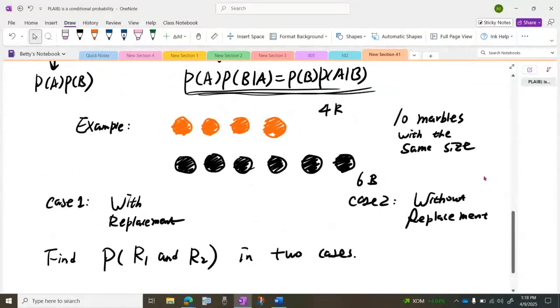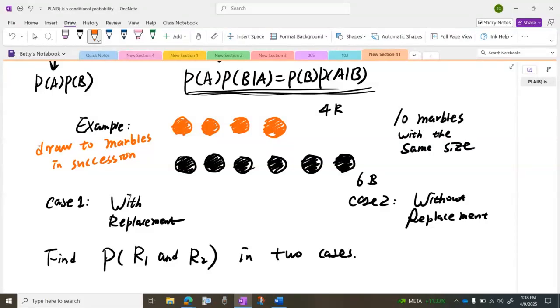I think it's important for me to write it down. So draw 2 marbles randomly, of course, in succession. All right. So first case, you draw a marble, record the color, and then put it back, and then you get another one, record the color, and then put it back. So that is with the replacement.